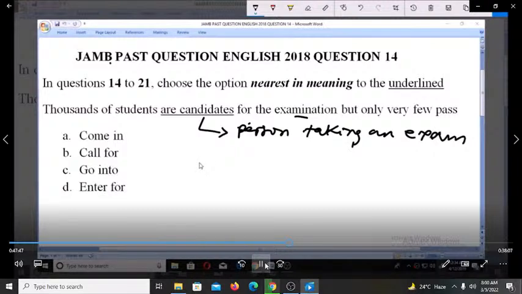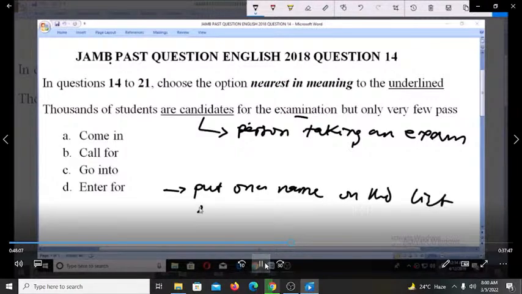So the very close similarity is when you say enter for. Enter for simply means to put one's name on the list for an exam. That means you're applying for an exam too. So these two are very similar.